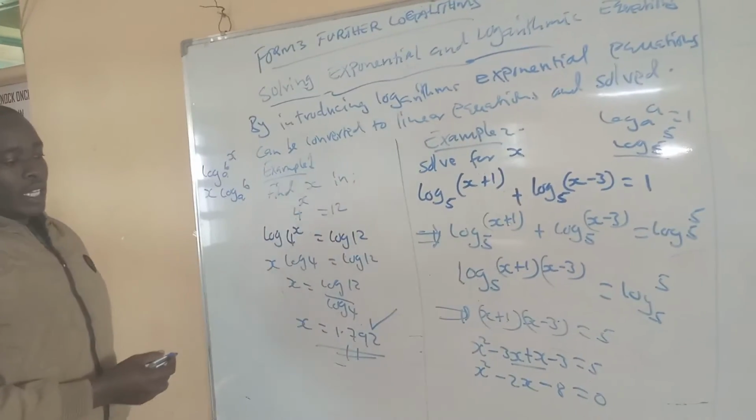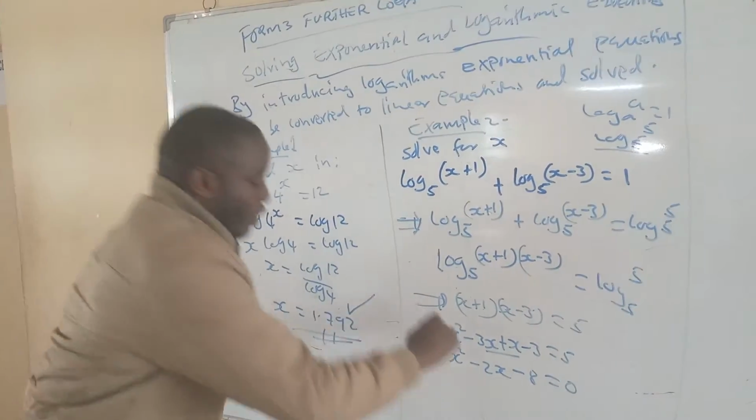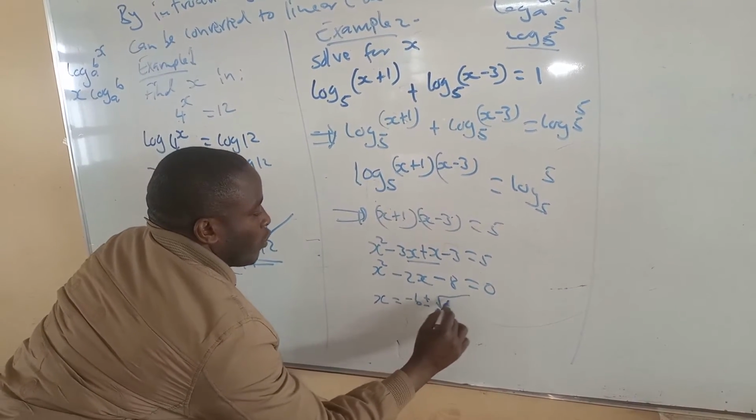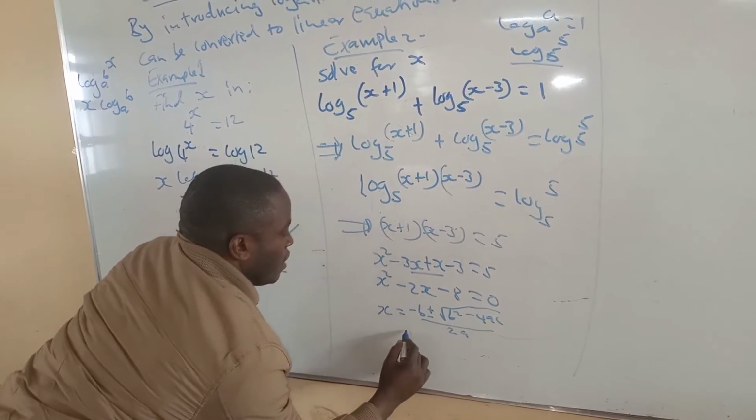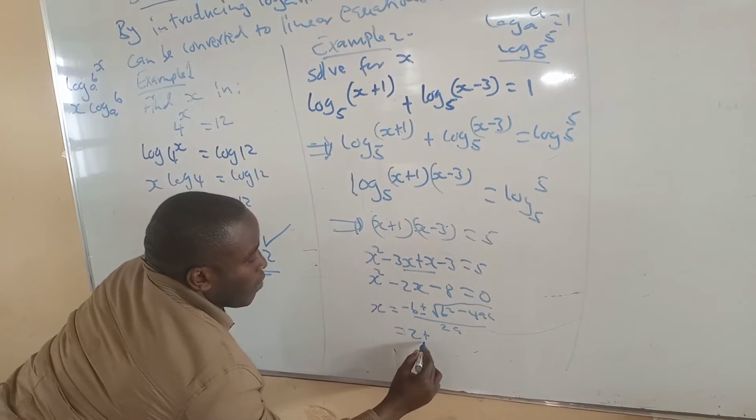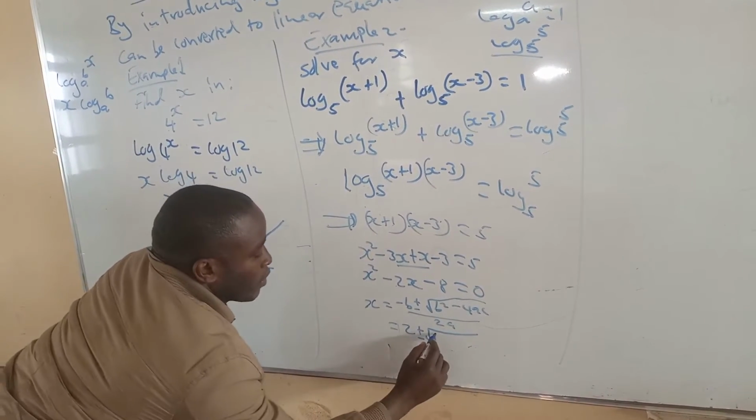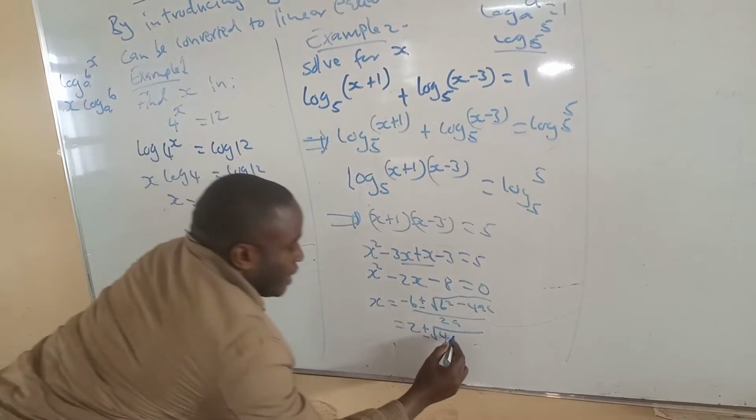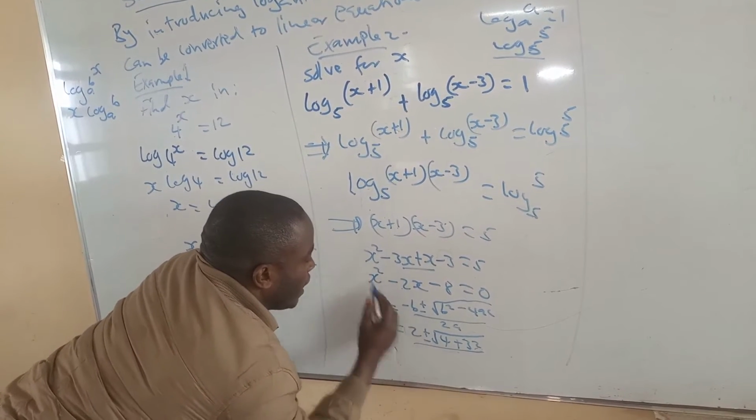We can solve this quadratic equation by using another method, factor method or formula method. If I use formula method, x equals minus b plus or minus the square root of b squared minus 4ac all over 2a. So this will be equal to minus negative 2, which becomes 2 positive, plus or minus the square root of b squared, that is negative 2 squared becomes 4, minus 4 times a which is 1, times negative 8, which is plus 32, all over 2a, that is all over 2.